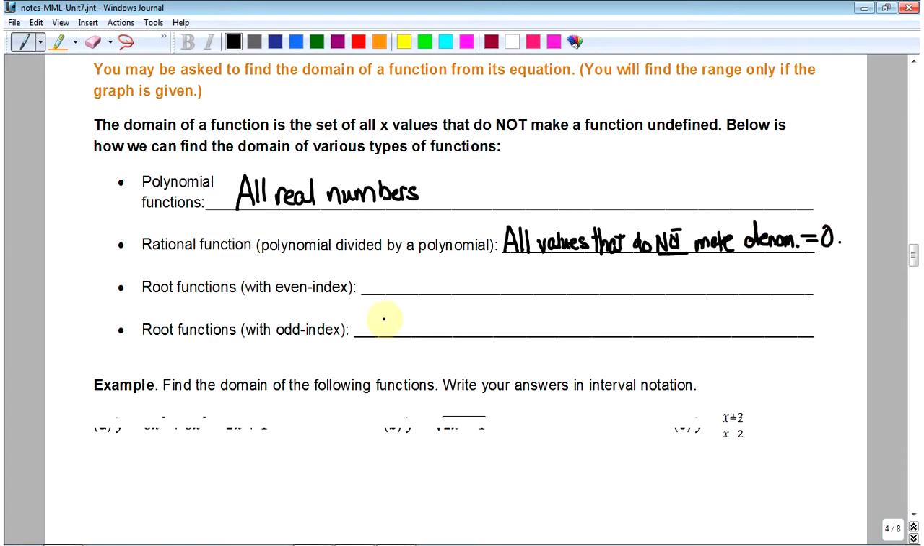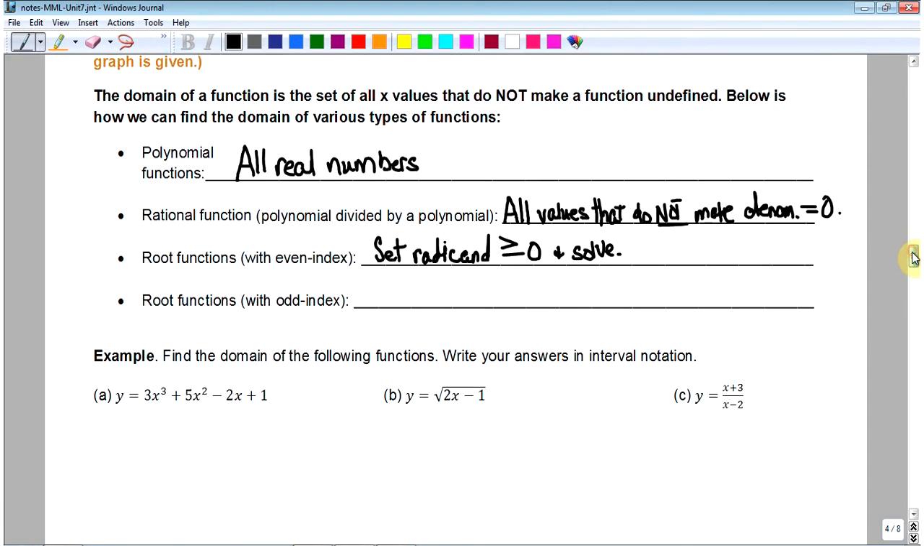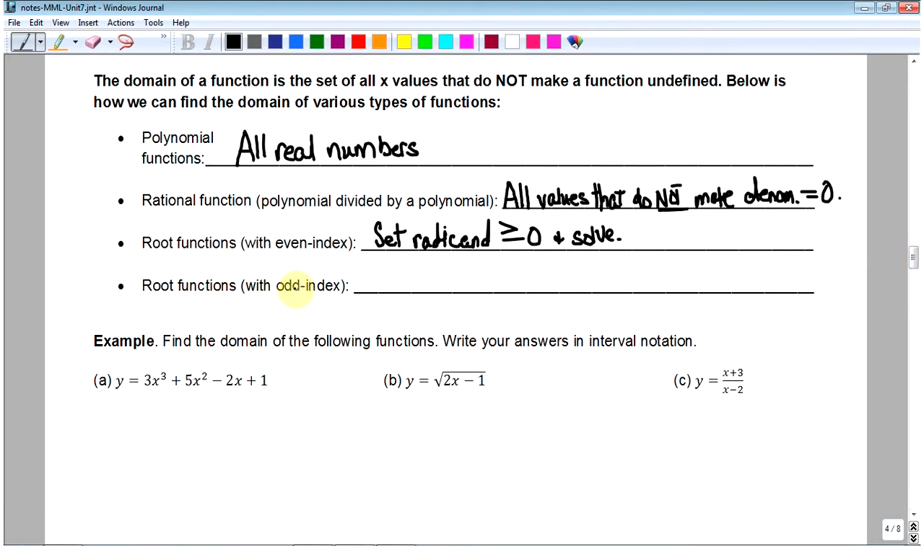Okay, for root functions with an even index, like a square root, you're going to set the radicand, which is the part under the radical, greater than or equal to 0, and solve that inequality. The answer that you get will be your domain. For root functions with an odd index, like the cube root or the fifth root, the domain is going to be the same as the domain of the radicand.